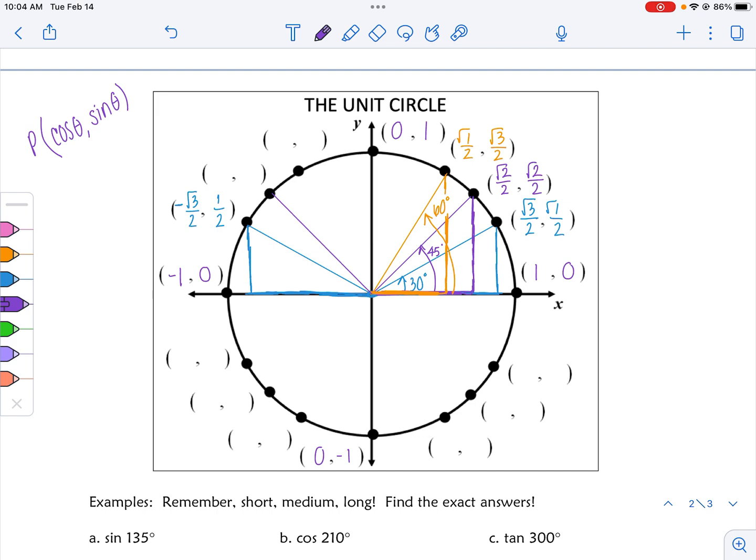45 is my favorite one. 45 is in the middle, so I go the middle distance to the left, middle distance up. One thing I have to remember is that I'm going to the left, so that means my x value is negative. But it's always the √2/2s, my favorite. Last one is 60. I go the shortest distance to the left. Shortest distance would be 1/2, but I'm going to the left. And then I'm the tallest y value of √3/2.